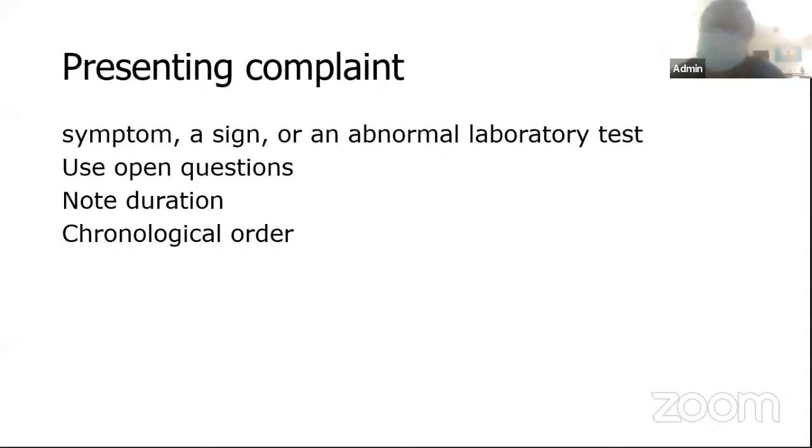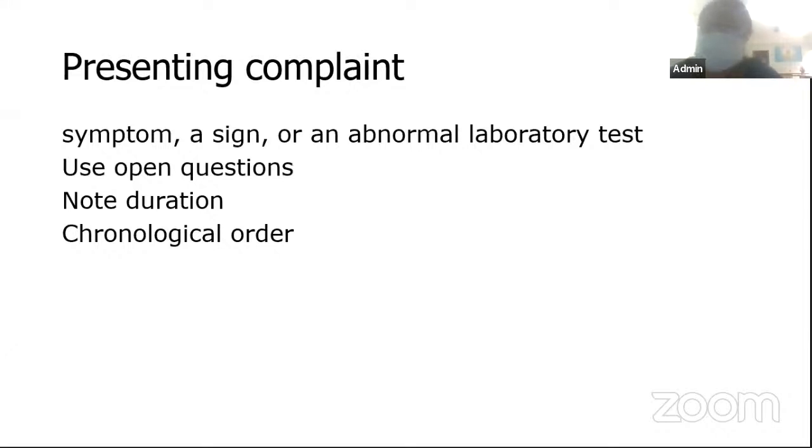Now, about the presenting complaint, this is the first step after demographic. The presenting complaint may be a symptom, like the patient may be having a headache, a fever, or diarrhea, or a sign, like a lump or a skin rash, or the patient may be admitted for an abnormal laboratory test. The patient was seen on an OPD basis and found to have raised ESR or an abnormal LFT. That's why the patient may be admitted. That will become the presenting complaint.